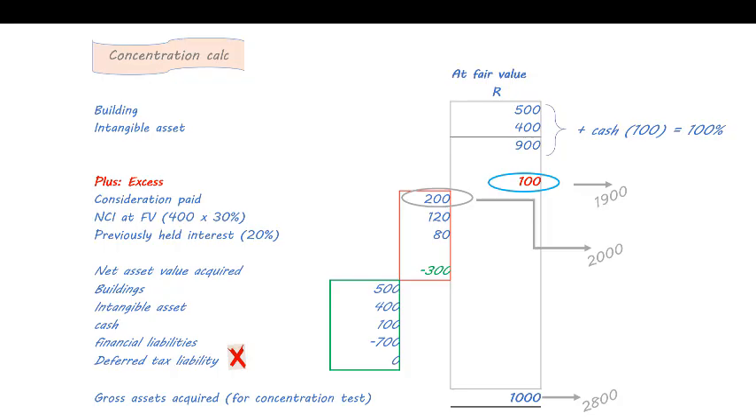So when comparing the fair value of gross assets acquired of 1,000 to the 2,800, the assets only make up 36% of the total for the concentration test. Therefore, we would conclude that the concentration test is not met and that further assessment is needed to determine if the acquisition is a business or not. One issue that the standard does not specify is what percentage threshold is used for substantially all. This is subjective and assessed on a case-by-case basis.